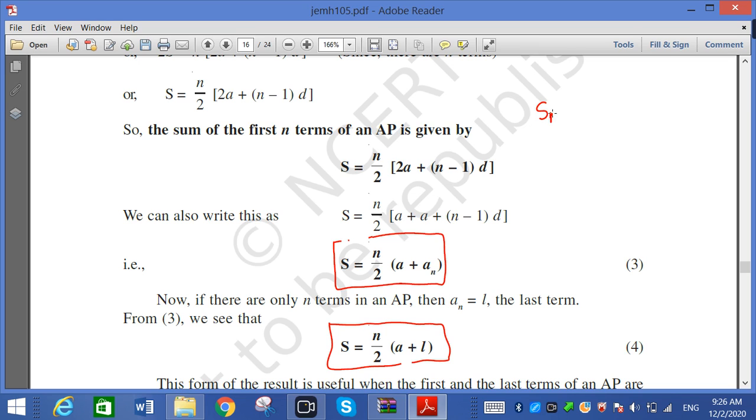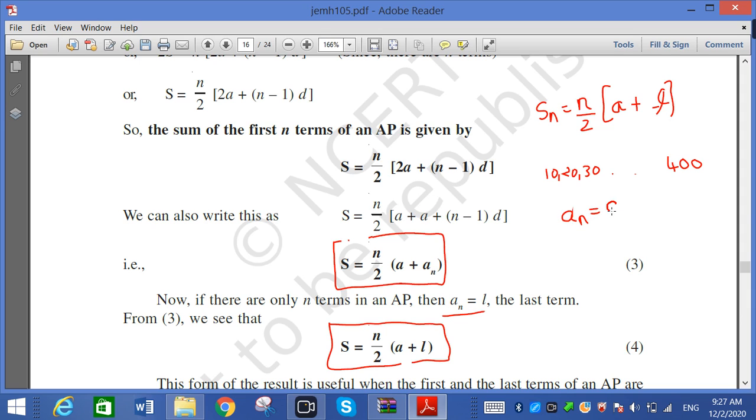Sn is equal to n by 2 into a plus l, where the last term is given. For example, 10, 20, 30 and up to 400. If I want to add this, we have the last term L and the first term a. So Sn is equal to n by 2 into a plus L, where L means the last term. When the last term is given, we can use this formula.